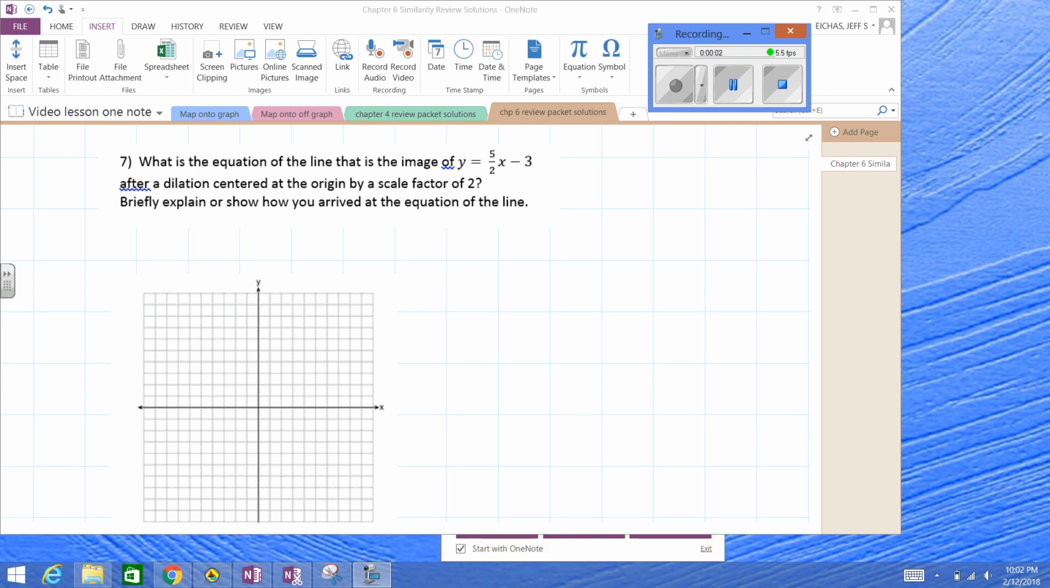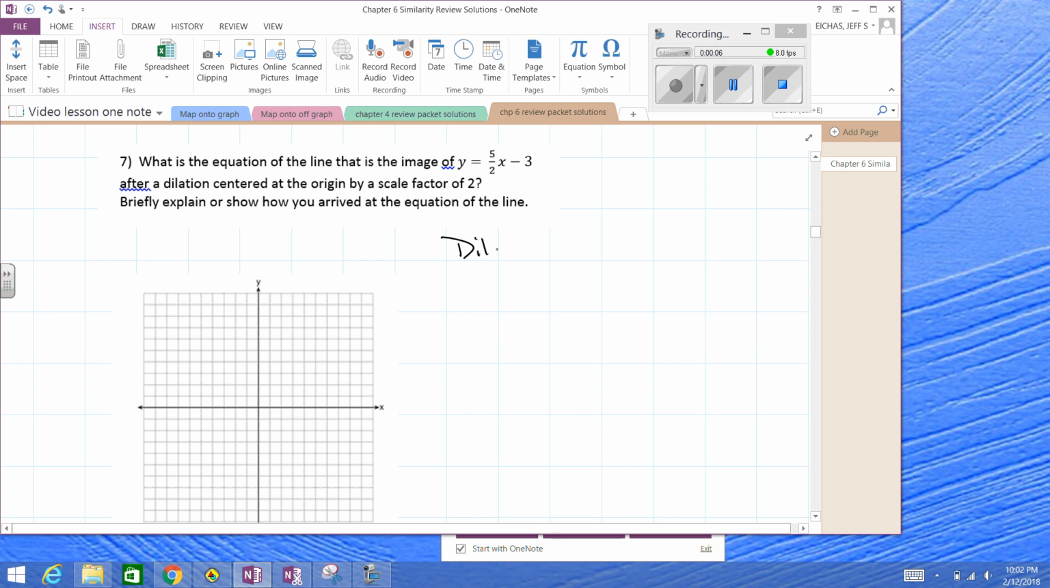So for number 7 on the review packet, dilate a line. Dilations in general will preserve slope. That's a key concept. So with preserving slope, if we dilate a line, we're going to get a parallel line. Same slope, parallel line.